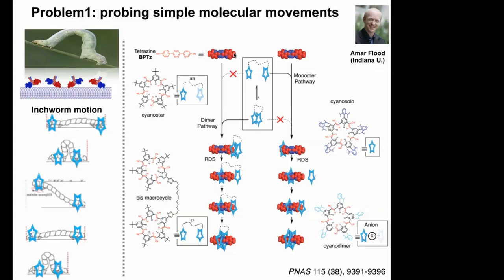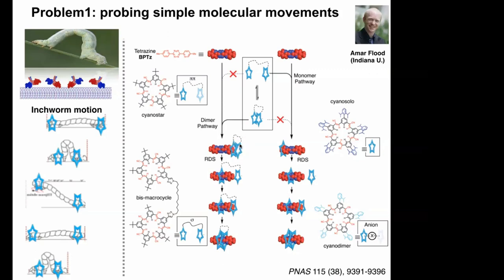Now, this cyanostar ring normally can also make dimers. So the problem we want to resolve is, what is the pathway of the threading of cyanostar on this tetrazine track? Does the dimeric property of the cyanostar itself become relevant when the threading event happens? In which case, this would thread as a dimer.